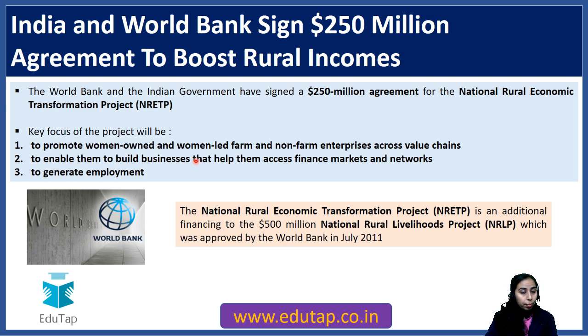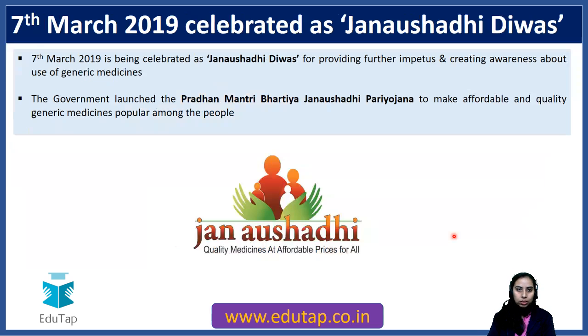and basically the project would focus on women-led farm and non-farm enterprises, because economies of the rural area are to be transformed to generate employment and also to enable women to build businesses. So women play a very important role here, especially in the enterprise section in the rural areas. And I have just mentioned here that NRETP is actually broadly related to your National Rural Livelihood Project. So that was also funded by the World Bank. So that is it, NRETP, and the aid from the World Bank makes it all the more important.